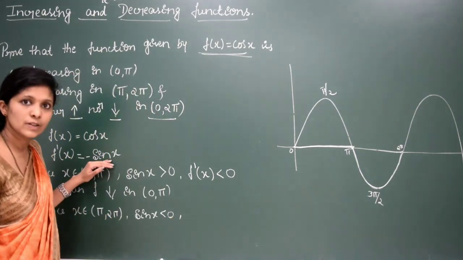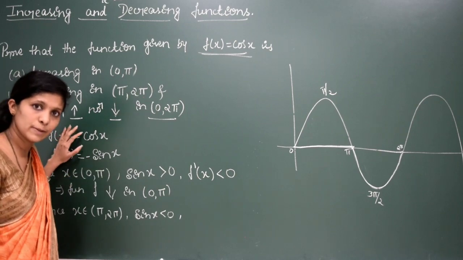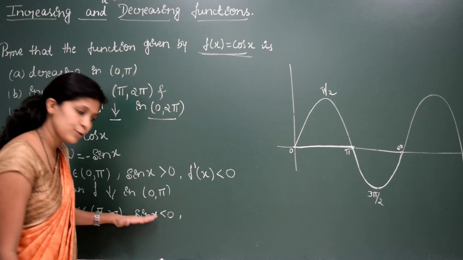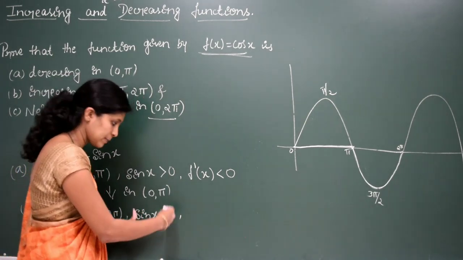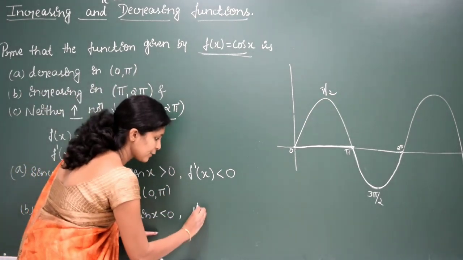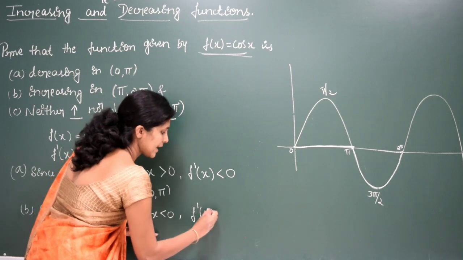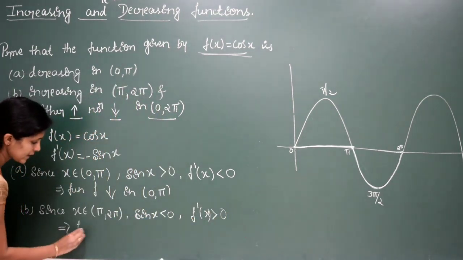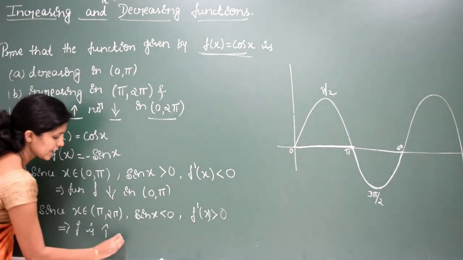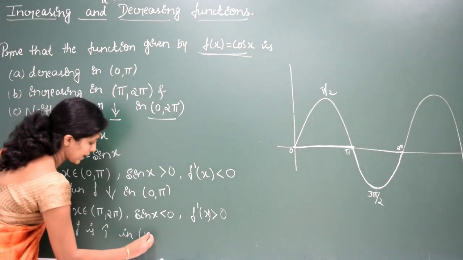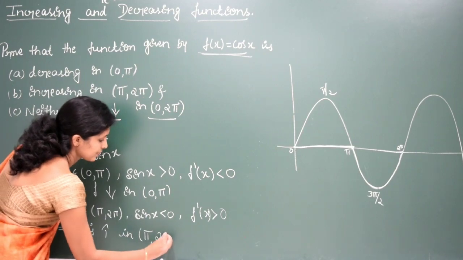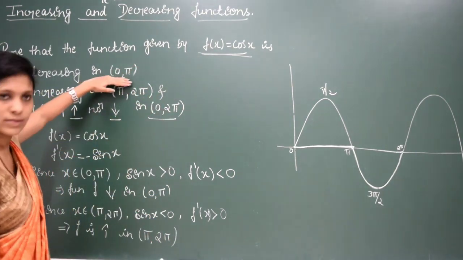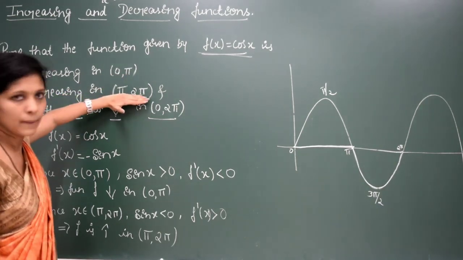So minus sin x, that is f dash of x, will be greater than 0, right? We are multiplying by the negative sign on both sides. If you multiply by negative sign, it will be reversed. By this we can write f dash of x is greater than 0. Is it clear? So the function f is increasing in the interval [pi, 2 pi]. Is it clear? So the function is decreasing on [0, pi], increasing on [pi, 2 pi].